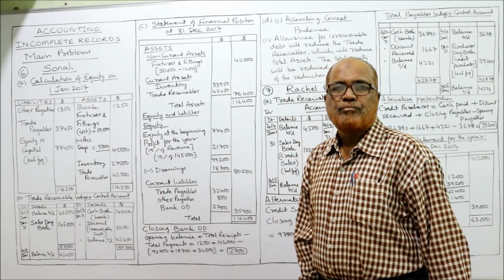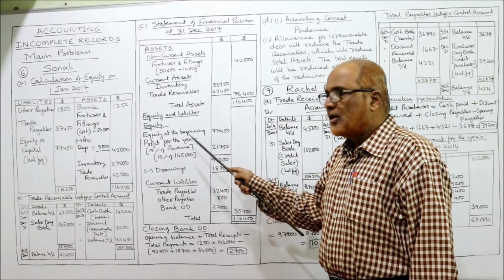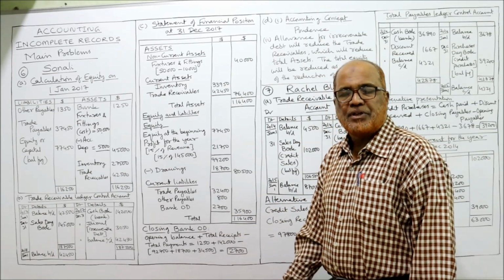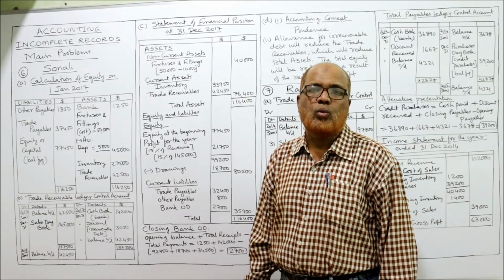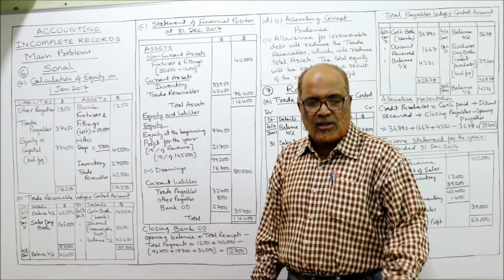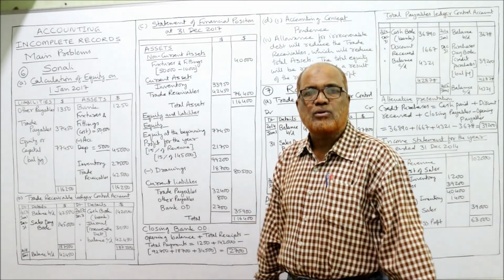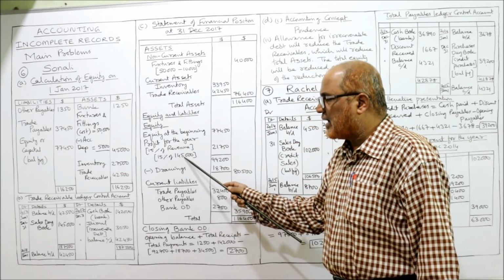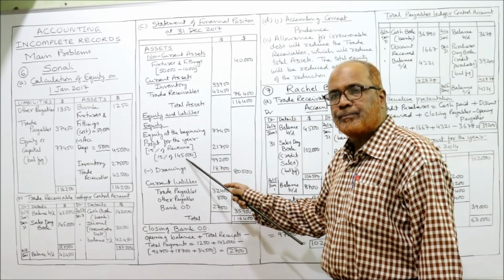77,450 is the equity at the beginning of the year. To this we add the profit. It is given that profit is 15% of revenue. Revenue means sales. The sales are given in the problem as 1,45,000. So 15% of 1,45,000, 21,750, is the profit for the year.